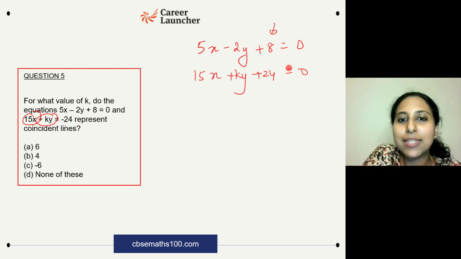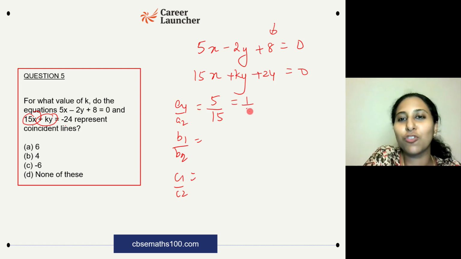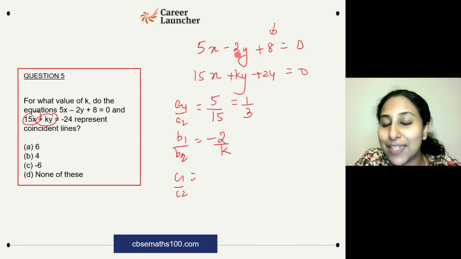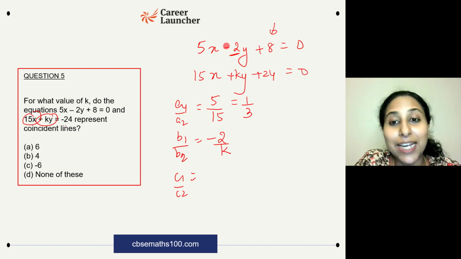So we will see what a1 by a2, b1 by b2, and c1 by c2 are. a1 by a2 would be 5 by 15, which is equal to 1 by 3. b1 by b2 would be equal to minus 2 by k. How do I get this minus 2 by k? Minus 2 is the coefficient of y. Please be careful to take the negative sign along with this. And the coefficient of y in the second one is k, the number which is multiplied with y.